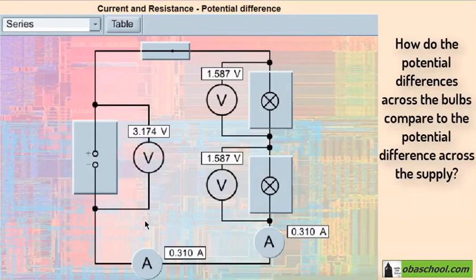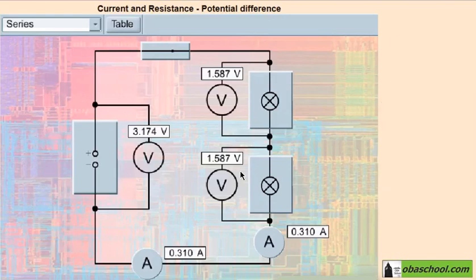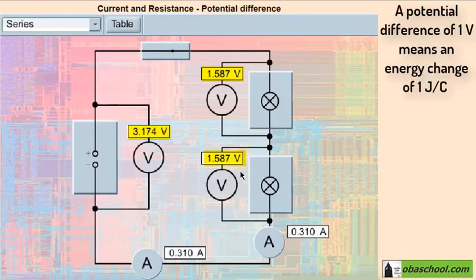How do the potential differences across the bulbs compare to the potential difference across the supply? The potential difference across the bulbs add up to equal the potential difference across the supply. A potential difference of 1 volt means an energy change of 1 joule per coulomb.